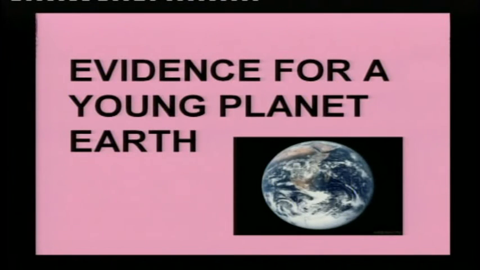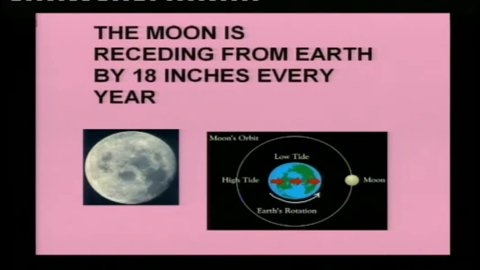Now, I told you earlier in this presentation that this planet is young. It's only 6,000 years old. And this is actually supported by science. The Bible clearly states it, but this is also supported by science. We're going to look at the moon now, which actually recedes from the Earth. In other words, it goes away from the Earth by 18 inches every year.